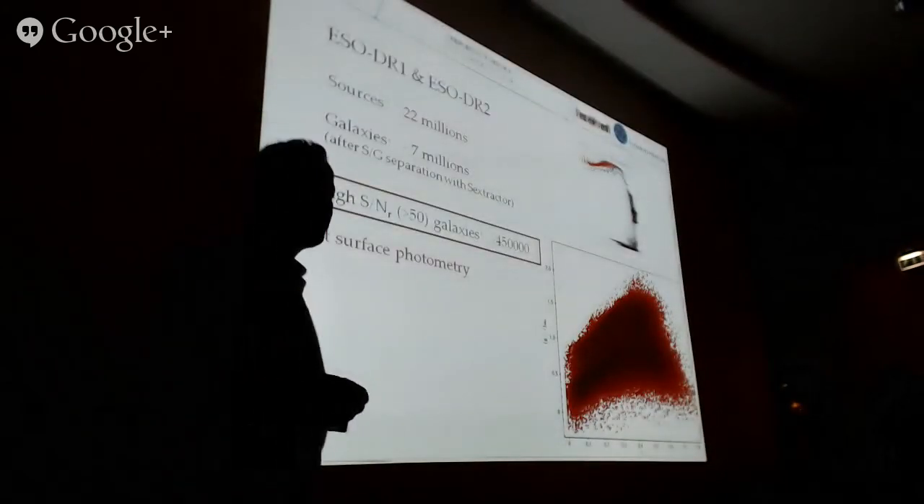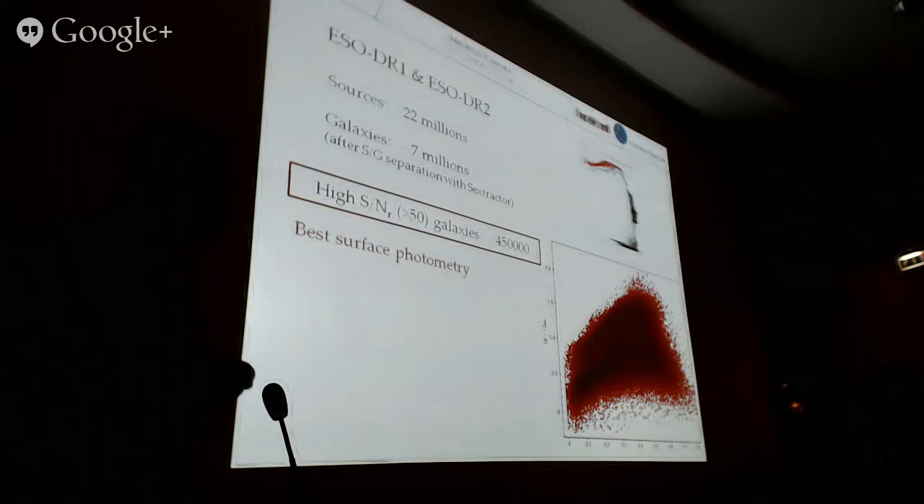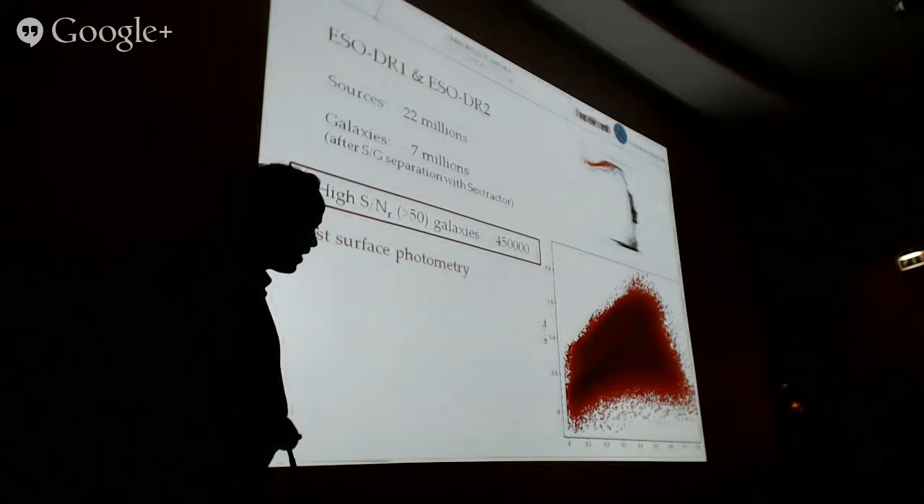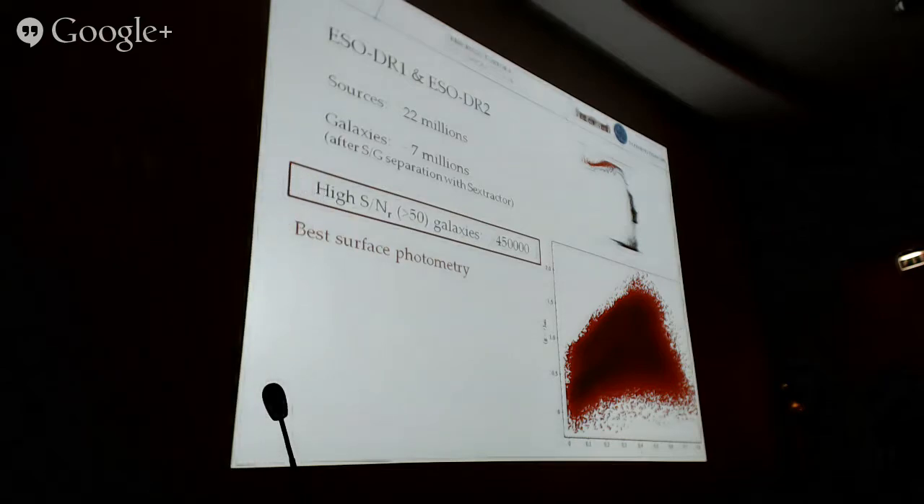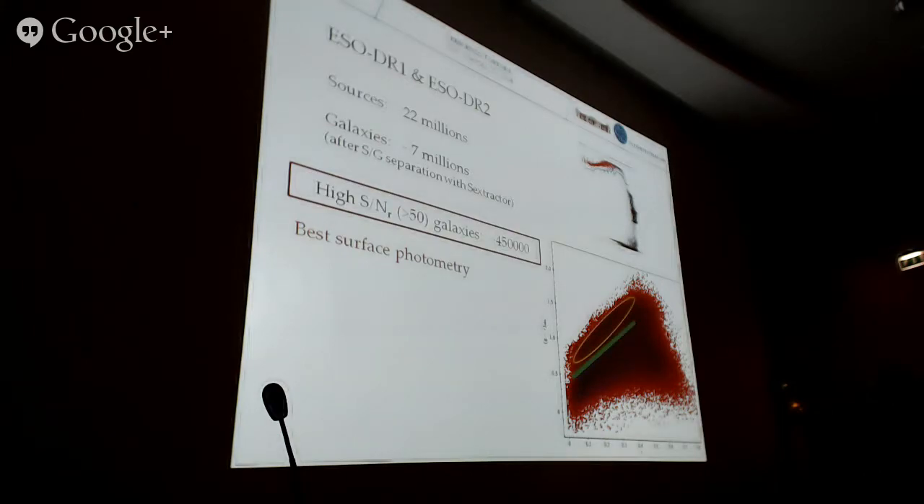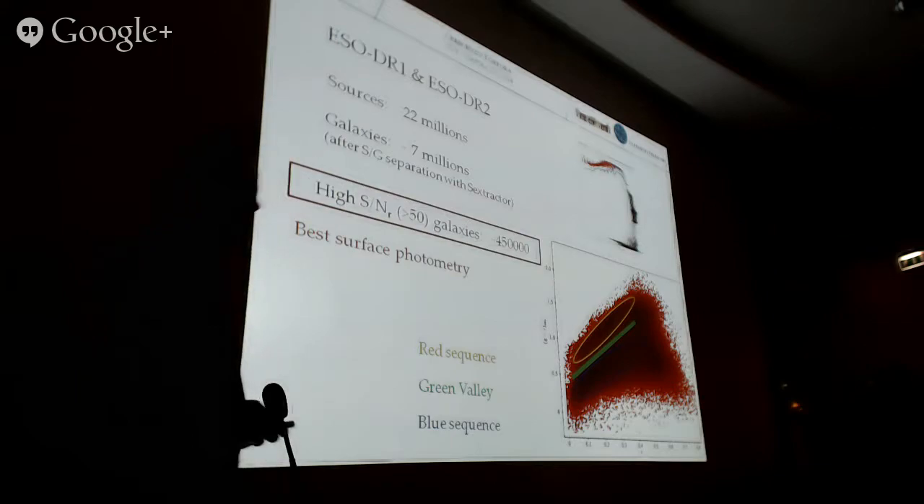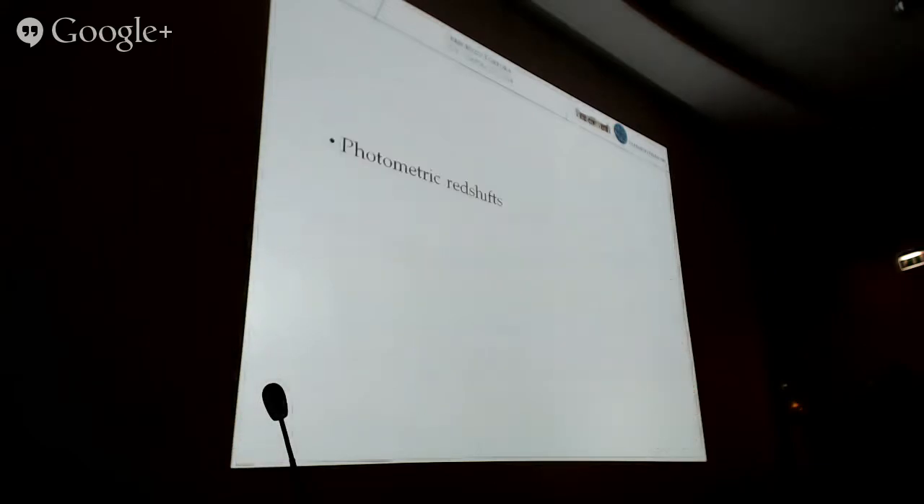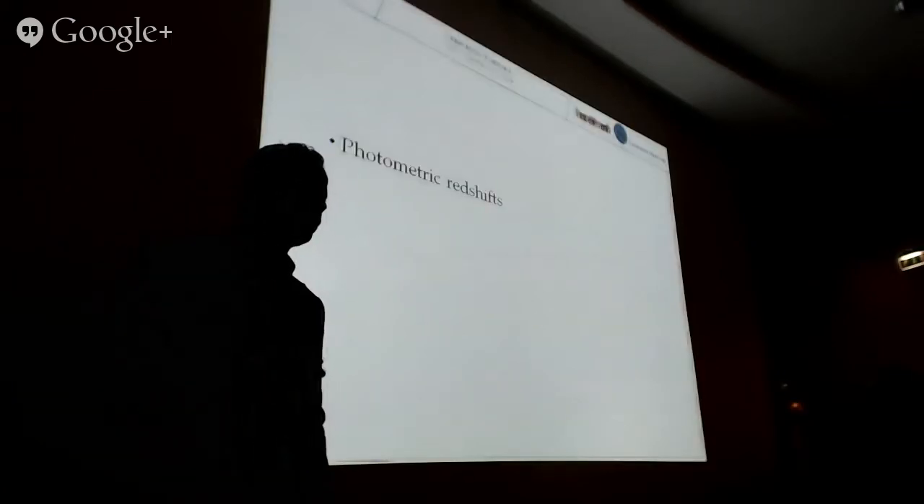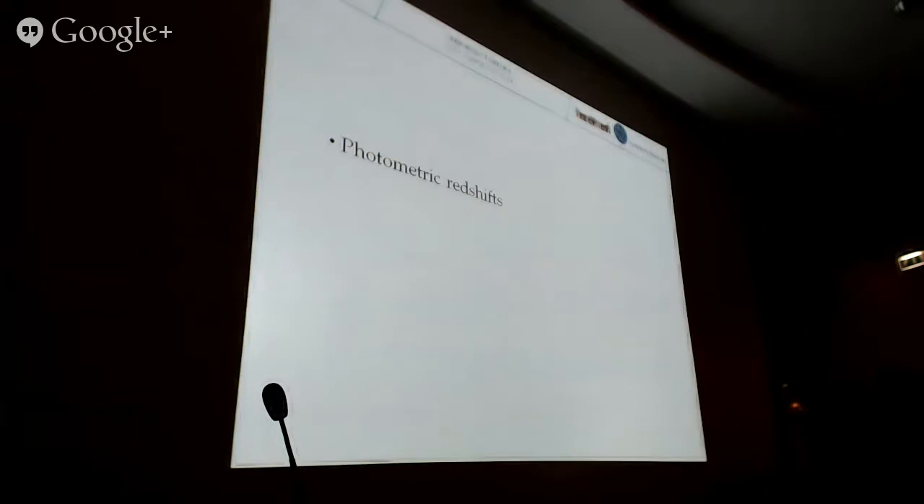Here is just a picture summarizing our data sample, where I plot the observed color as a function of redshift. Of course, in our sample we have a lot of galaxies of different types, from red galaxies to blue ones. A fundamental step in our analysis is, of course, the determination of photometric redshift, since our survey is a photometric survey.